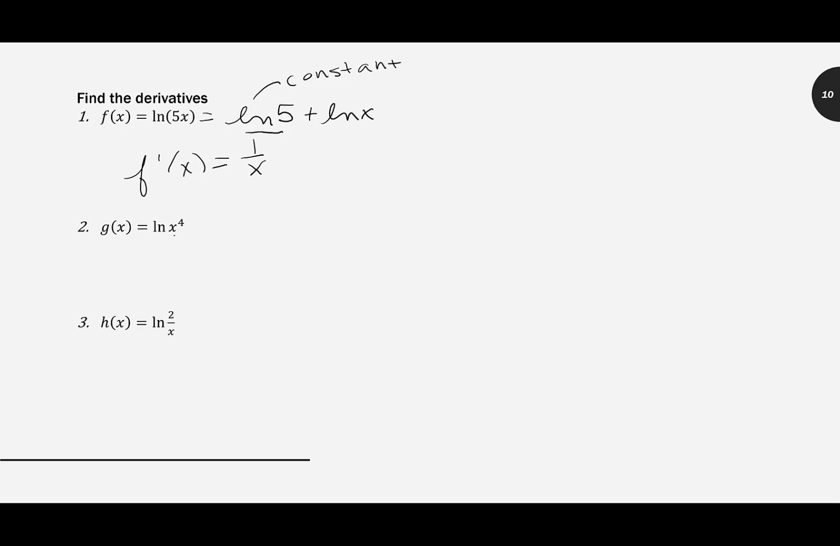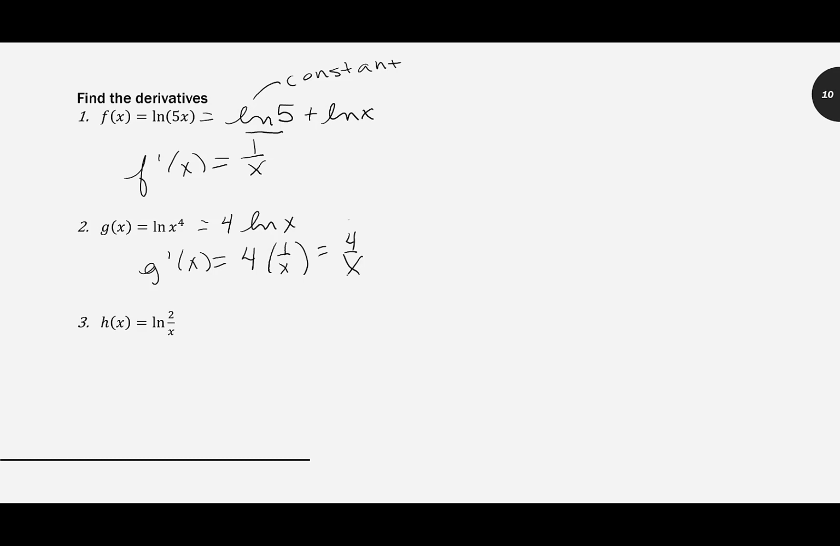G of x, natural log of x to the 4th. There's that power again. Bring that power in the beginning. So I have 4 times the natural log of x. Now I'll take the derivative. So I hold on to the 4. Natural log of x is 1 over x. I get 4 over x.